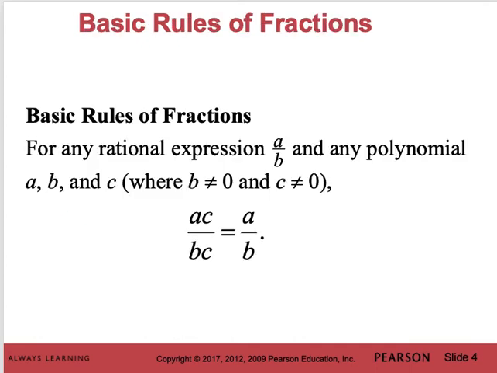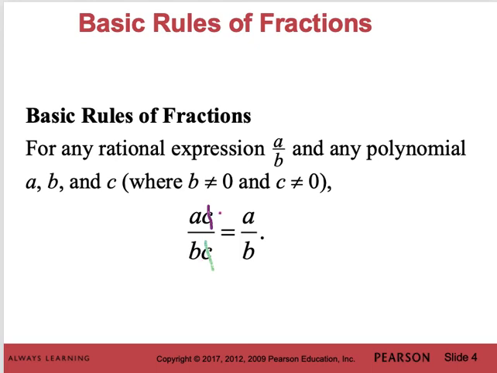So some basic rules of fractions, since we'll be working with rational expressions, which are fractions, right? We have a top number divided by a bottom number. For any rational expression, a over b, and any polynomial a, b, and c, where b is not equal to 0 and c is not equal to 0, a times c divided by b times c is the same as a divided by b. What this means is if I'm multiplying the top number by the same number I'm multiplying in the denominator, those end up canceling out because they're the same value.